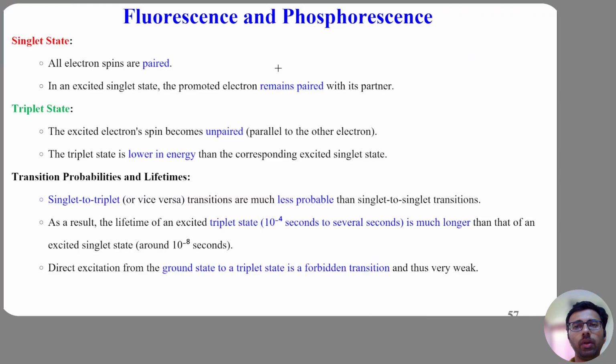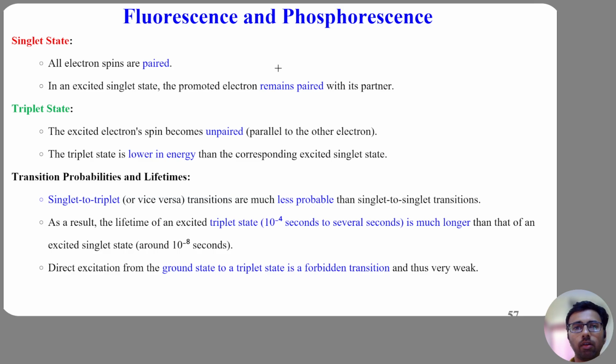This distinction between singlet and triplet states controls the entire emission behavior. In a singlet state, spins remain paired. In triplet states, spins are parallel and unpaired. According to Hund's rule, the triplet state lies at slightly lower energy than the excited singlet state. This energy difference is extremely important.